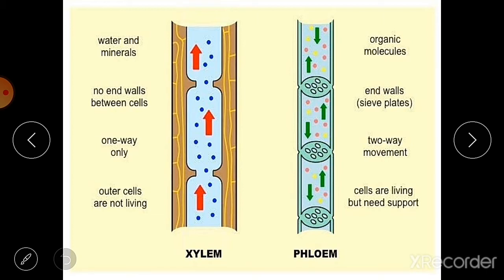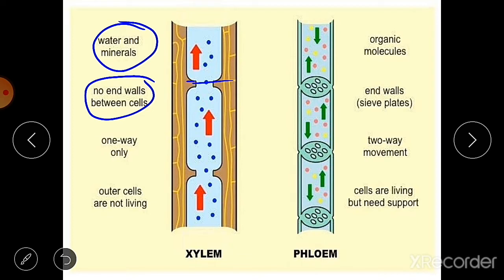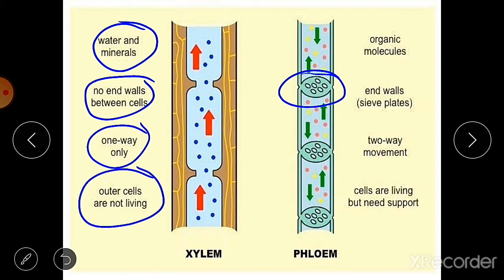Xylem carries water and minerals. There are no end walls between the cells. Here there is no wall, while here you can see this wall is there. Here one-way direction is there, one-way transport, and the outer cells are not living.